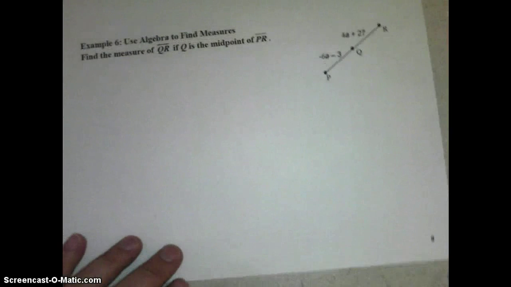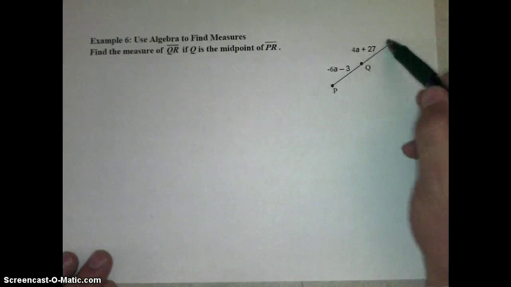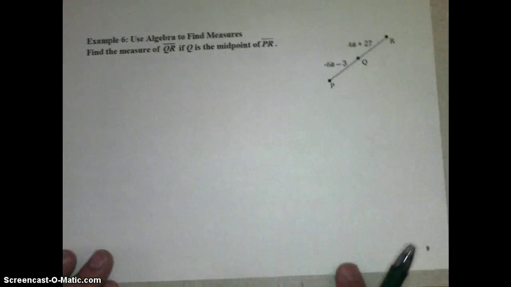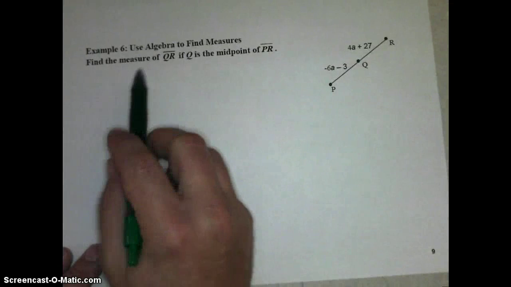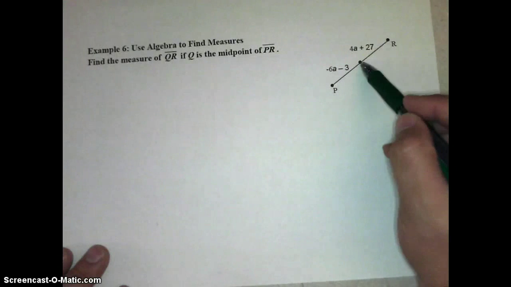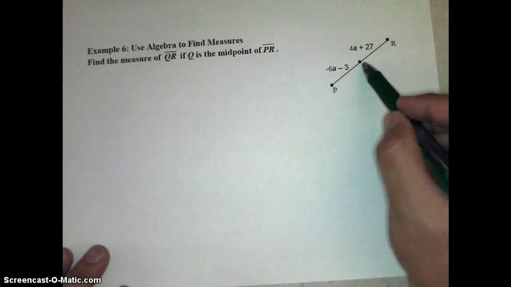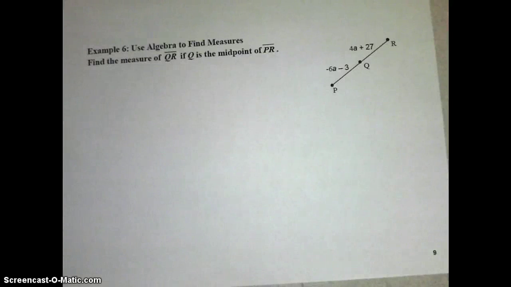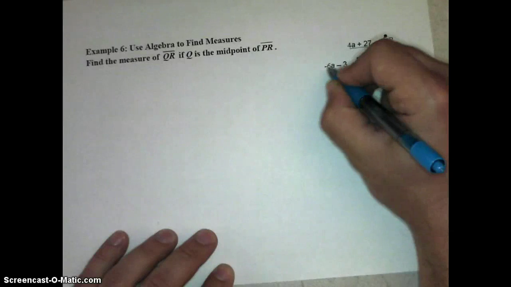Alright, now, in your lesson, we talked about what a segment bisector was. A segment bisector is any point, line, segment, ray, any of those things that divides a segment into two congruent other segments. The midpoint, then, would be a segment bisector. So we're going to find the measure of QR using a little bit of algebra. If Q is the midpoint, that tells me PQ is congruent to QR, therefore these measures have to be equal.